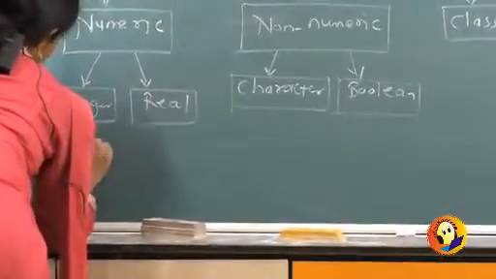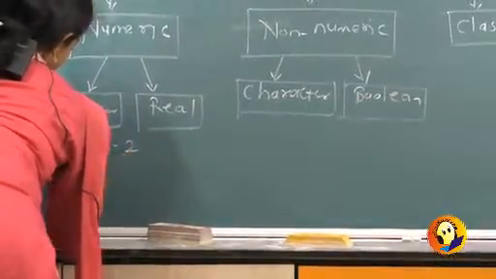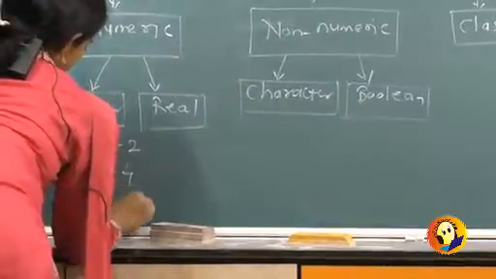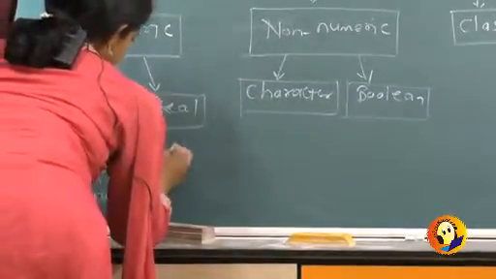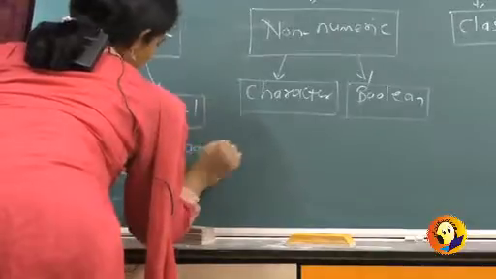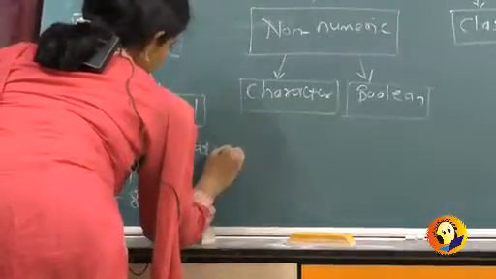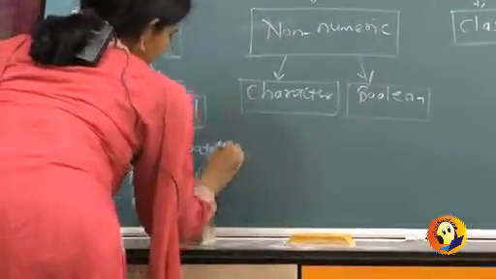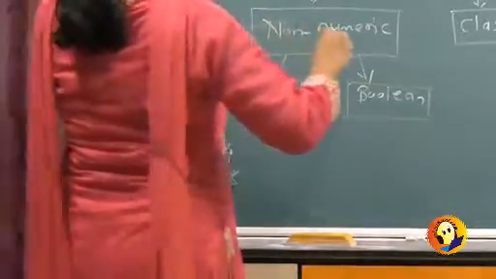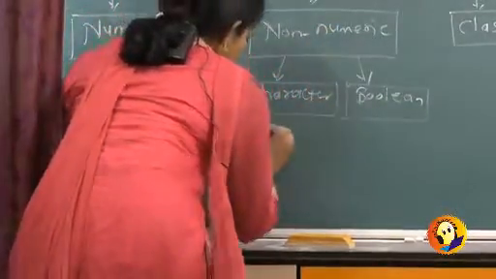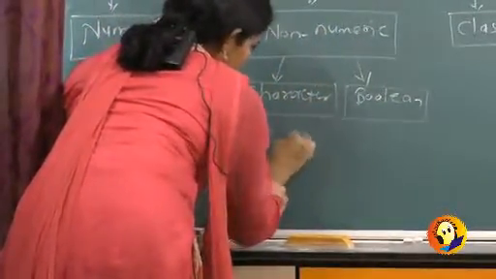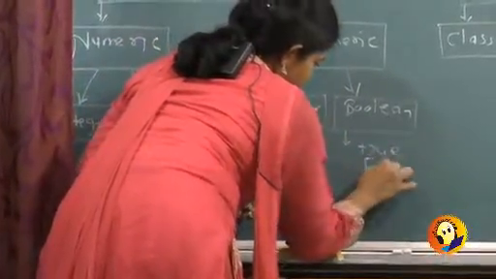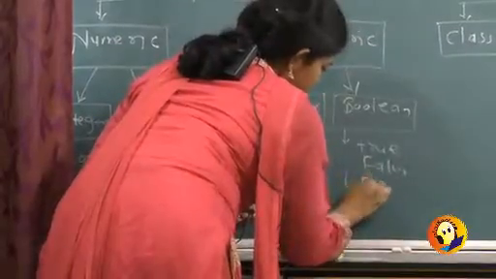Short is of size 2 bytes, int is of size 4 bytes, and long is of size 8 bytes. Reals are divided into two types. Float data type is of size 4 bytes and double data type is of size 8 bytes. Characters are not divided into any type. A single character is of size 2 bytes, and boolean, which consists of true and false values, is of size 1 bit.